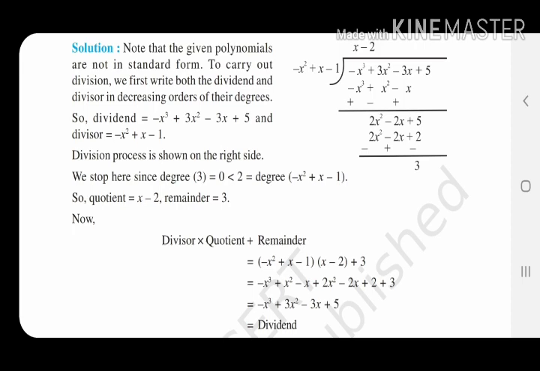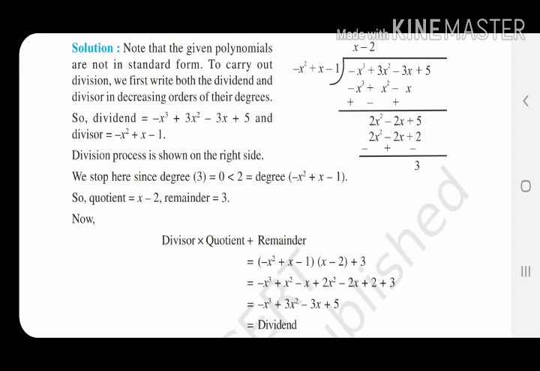The symbol is minus, minus, correct. Next we check the coefficient, it is 1, 1, correct. Next the variable: x square, and x cube. So what should I multiply with x square to get x cube? This is nothing but x. So in the quotient, x is written.